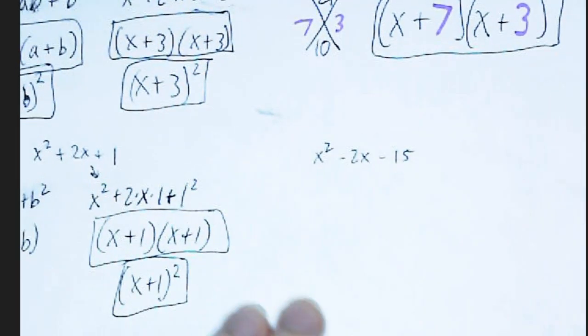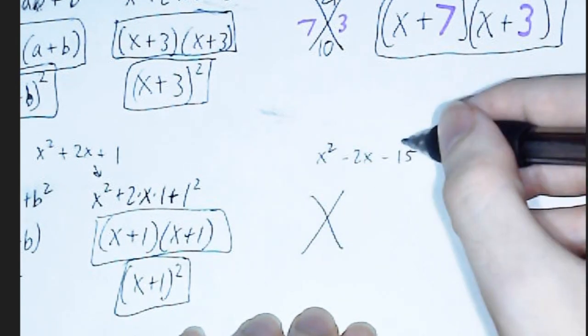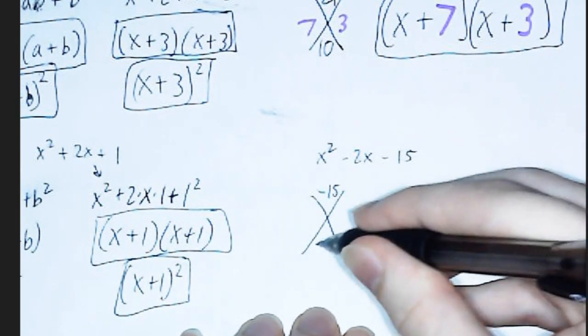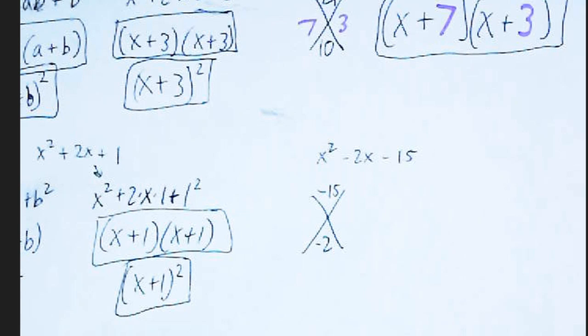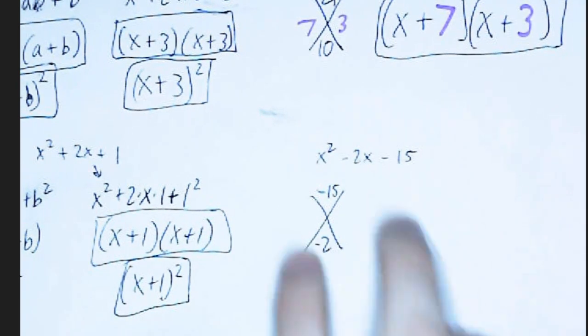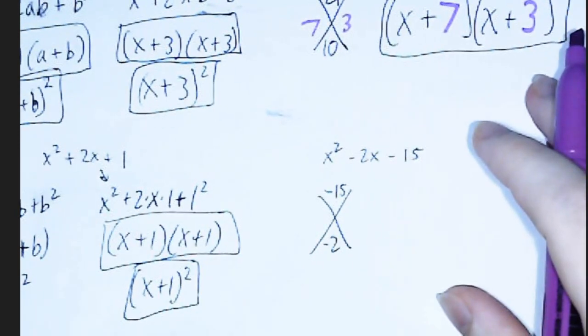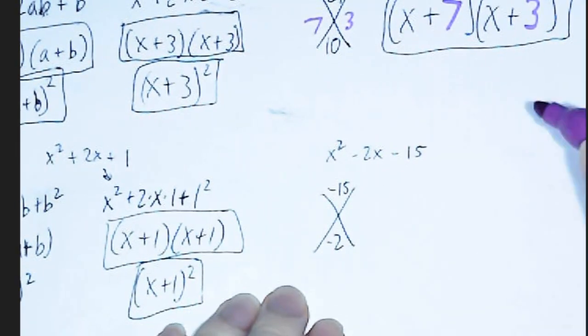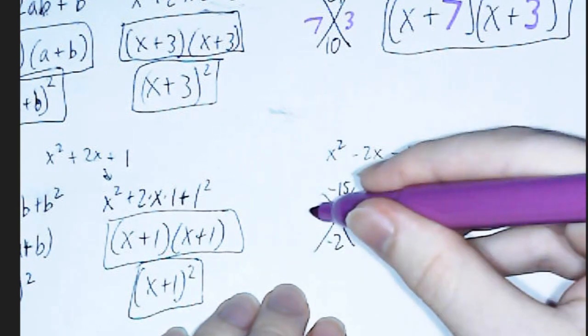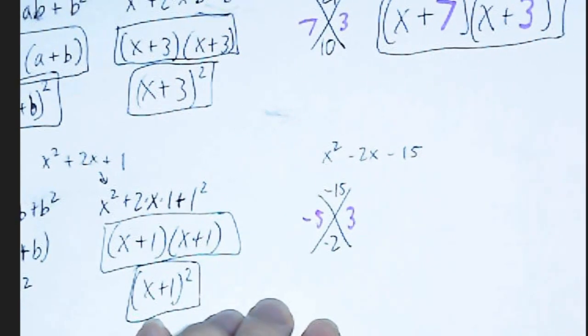So now let's do this next one. Let's make an x puzzle. Negative 15 on top, negative 2 on the bottom. Pause and try to figure out what two numbers go on the sides. They multiply together to get negative 15, and they add together to get negative 2. Okay, so we should get negative 5 and positive 3.